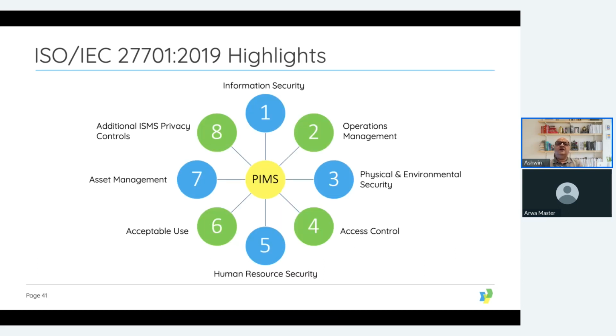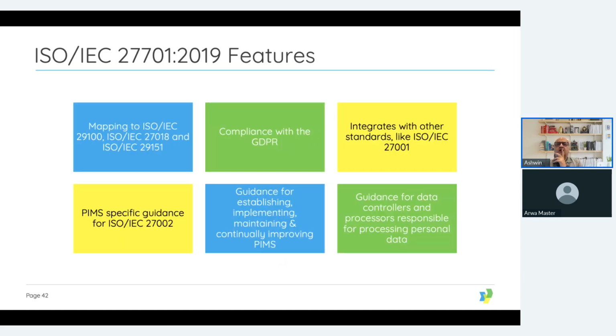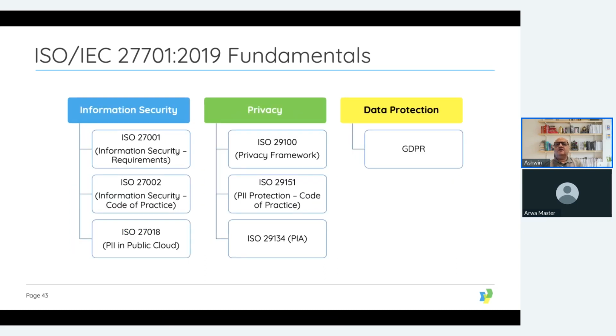This is another highlight. It talks about information security, operations management, physical security, access control, HR, acceptable use, asset management, and so on. It is mapped to other ISO standards and compliant with GDPR. Other standards: 27001 establishes a framework and of course aligns to the guidelines of the ISMS, which is 27002 also. Again, it talks about the alignment to different laws and the frameworks for ISO and others, which I will just quickly skip.